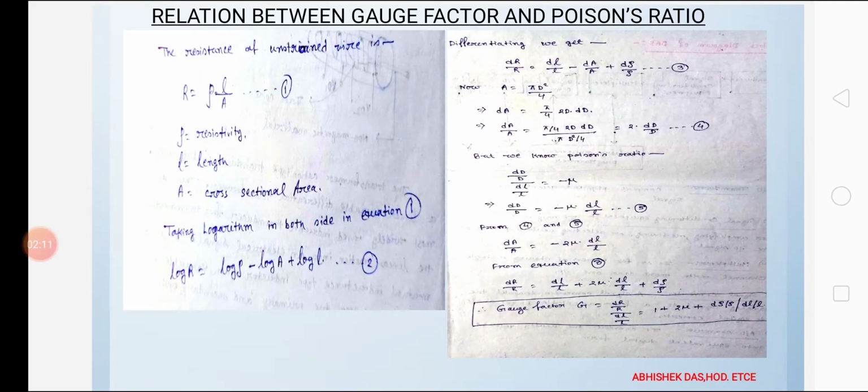In the strain gauge, the relation between gauge factor and Poisson ratio is the main important part. The relation is based on the equation R equals rho L by A, where rho is the resistivity, R is the resistance, L is the length and A is the cross-sectional area. And this is the mathematical expression between the gauge factor and the Poisson ratio.